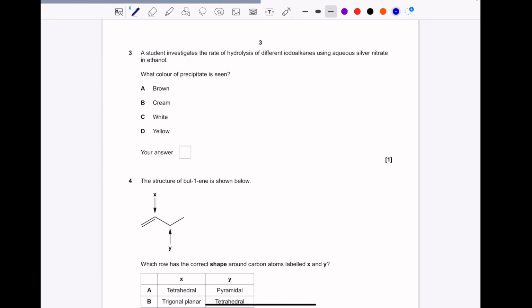Then question 3 is a student investigates the rate of hydrolysis of different iodoalkanes using aqueous silver nitrate and ethanol. What color precipitate is seen? The precipitate would be silver iodide, and that's yellow in color.